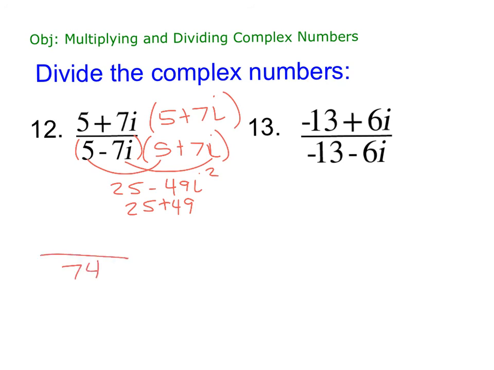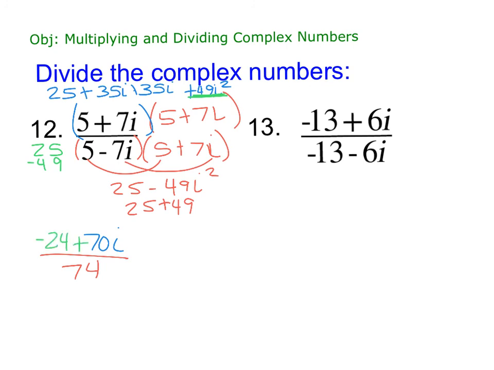The top, we have to go through and multiply it out. 25, 35i, 35i, plus 49i squared. So that's 70i. And then we have 25. I'll do this a different color. So we have that 25, and then this becomes negative 49. So that's negative 24. Okay, so then we have to divide by 2. So negative 12 plus 35i over 37.